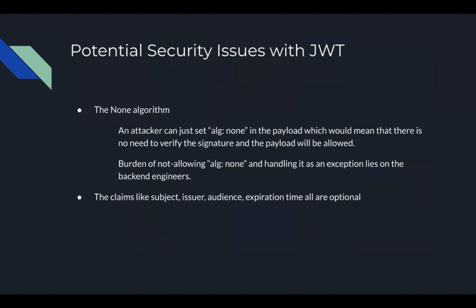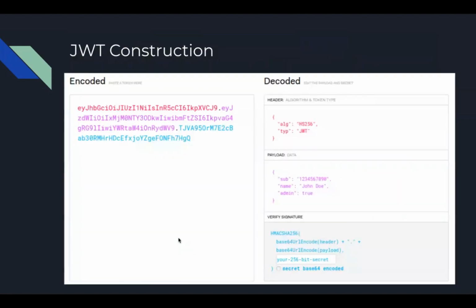Now coming to the potential security issues with JWT. There is this problem of the none algorithm. So let me go back to this slide. The problem with JWT is that it's a JSON Web Token, and this JSON does not have a lot of restrictions which it should have. Suppose I have this algorithm which is HS256. I have taken this token. Now I change this to algorithm none and generate a token.